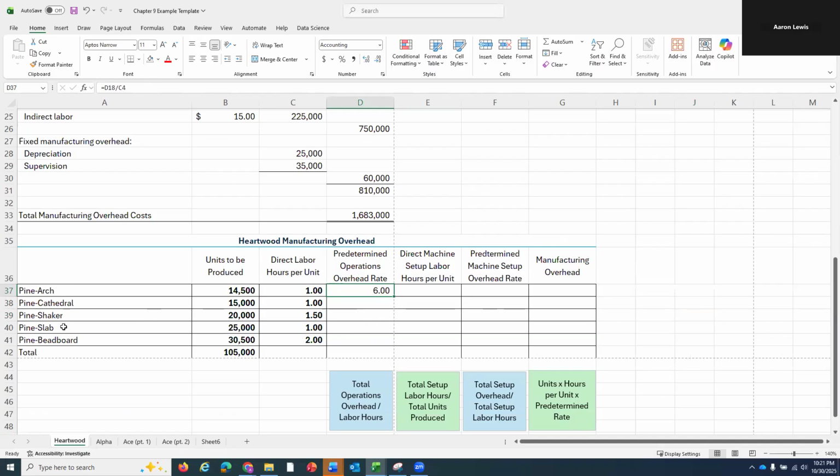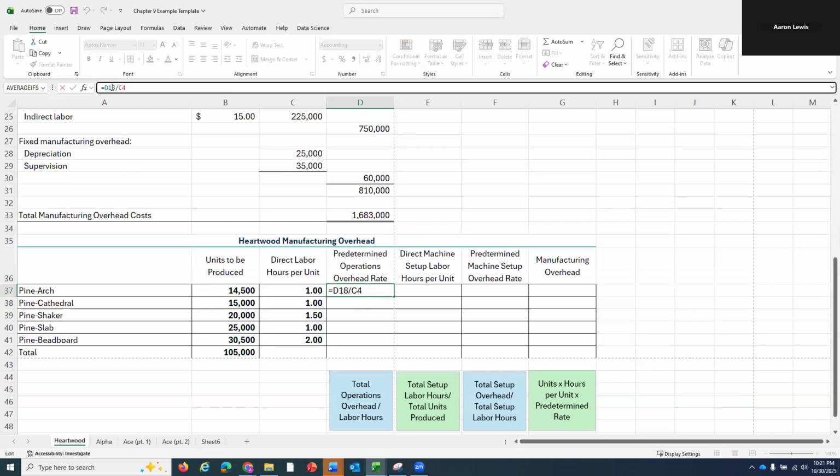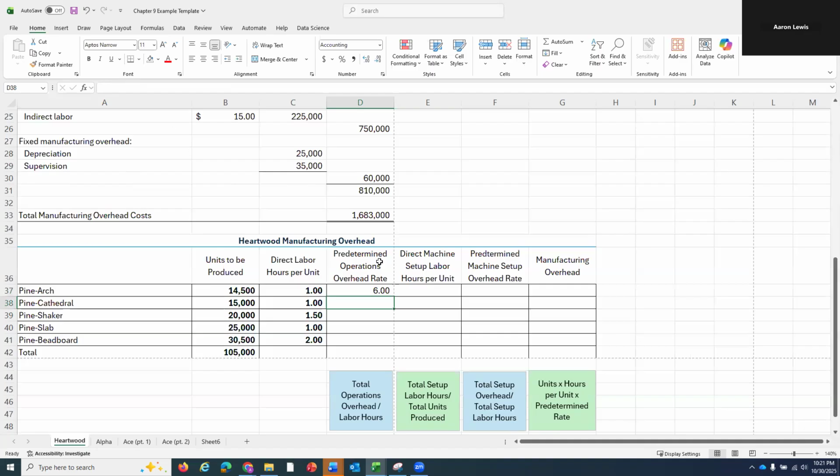We have five different models of pine board over here, but the different models aren't going to have their own unique rate. So I'm going to go back into my formula really fast and make both of these absolute, so I can use the handy dandy fill handle to fill it in for all five of my models. Everything is going to have operations overhead assigned to it at a rate of $6 per labor hour that it takes.